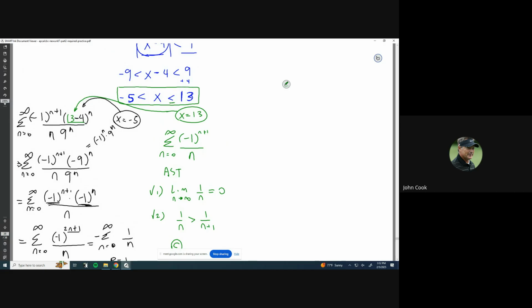And if you're more of a fan of interval notation, you can just write it like this. x, as long as it's in this interval starting at -5, going all the way up to 13, but including 13. That's another way to write it out. Okay. So either way is fine, using an inequality or using interval notation. But as long as you get that interval correct, you're going to be all right.